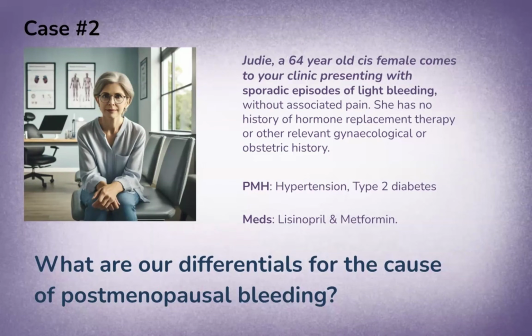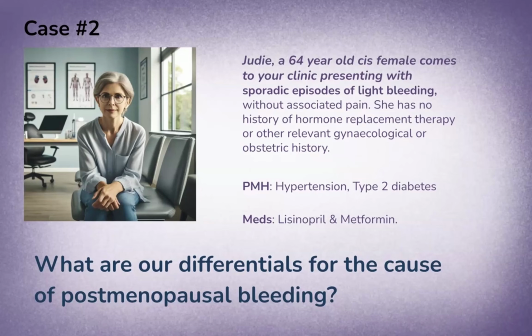So Judy, who is a 64-year-old female, comes to the clinic and she is presenting with sporadic episodes of light bleeding postmenopausally. She says that she doesn't have any pain. And in addition, you ask her a little bit about her gynecological history, and she tells you that she has not had any hormone replacement therapy. And she doesn't really have any notable gynecological or obstetric history. Her past medical history is that she has hypertension and type 2 diabetes, and her medication history is she's on lisinopril and metformin. So, Georgia, putting you on the spot here, what kind of differentials do you think could cause this postmenopausal bleeding?